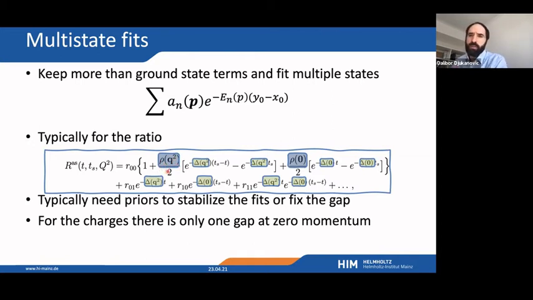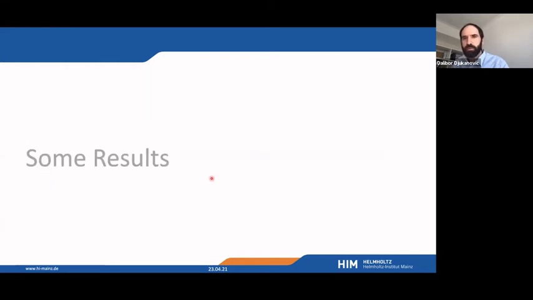So you can actually go this route and do multi-state fits. Usually you stop here for the 3-point function at an additional state to the ground state, which is a 2-state fit then. But typically you need priors to stabilize these fits. So these are nonlinear fits. You need to fix this gap and this overlap. Or what you can also do instead is you fix this gap and just fit these overlap functions. For the charges, the situation is a bit easier because in the ratio the square roots do not appear, and some of these terms just disappear. They do not contribute. So for the charges, you could get away with a different strategy, and I will show you this in the results section.